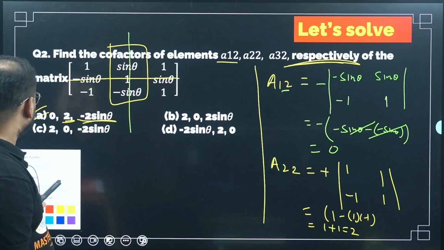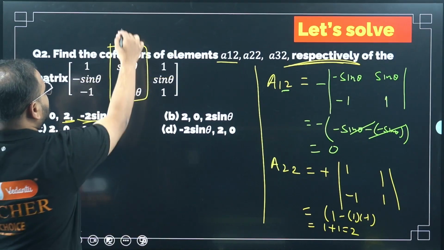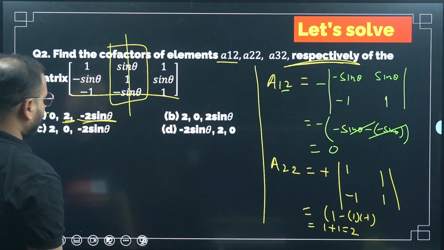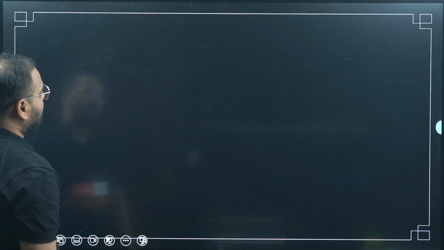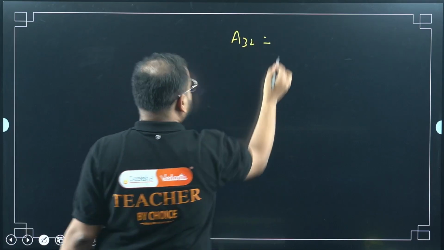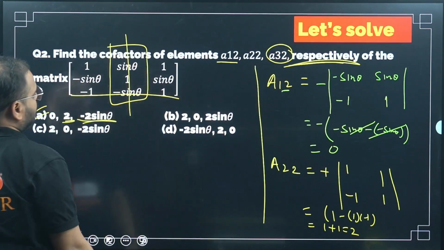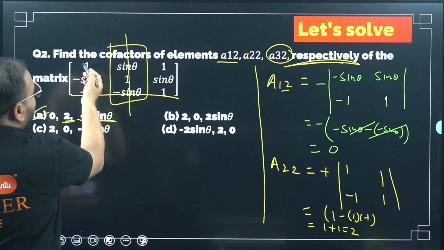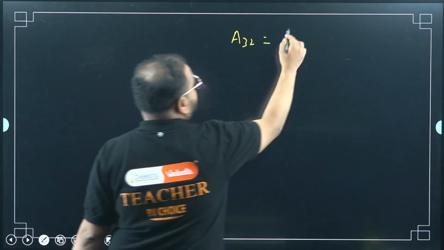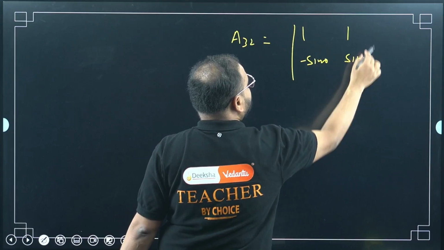Let me see if I can do it for you. So I will cancel this and the last row. So what is going to be my matrix for A33? Not A33, A32. This is A32. Cofactor for this is A32. So it will be nothing but 1, 1, minus sin theta, plus sin theta. Correct? Please check.